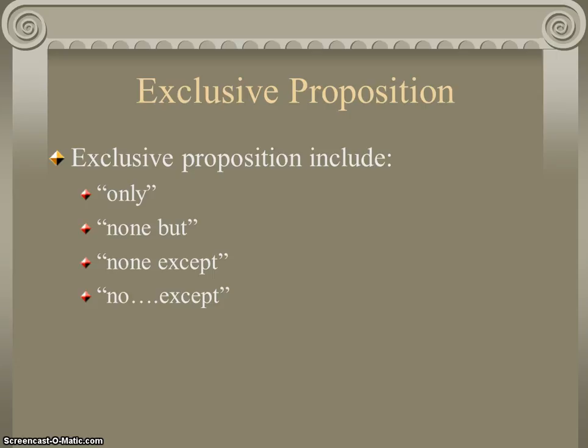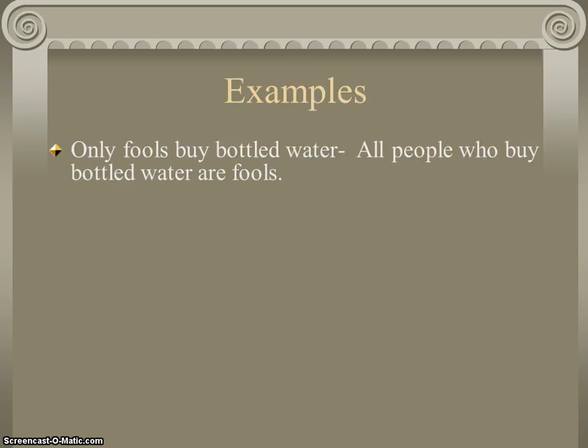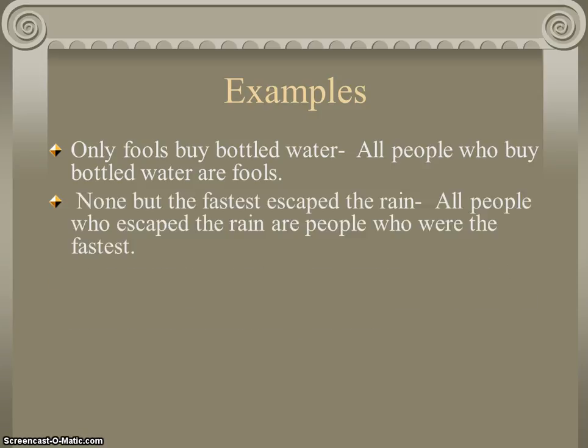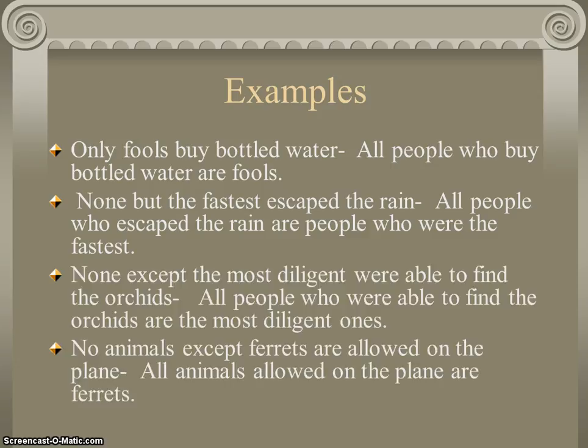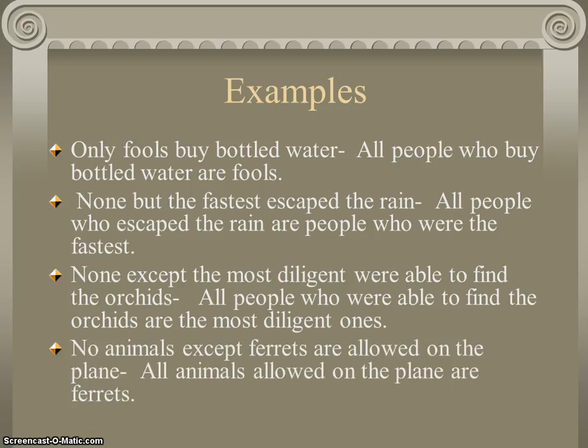An exclusive proposition includes only, none but, none except, no except. In these cases, the predicate is after the terms listed above. So, only fools buy bottled water. So all people who buy bottled water are fools. None but the fastest escape the rain. All people who escape the rain are people who were the fastest. None except the most diligent were able to find the orchids. All people who were able to find the orchids are the most diligent ones. No animals except ferrets are allowed on the plain. All animals allowed on the plain are ferrets.